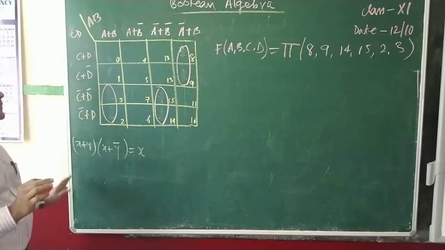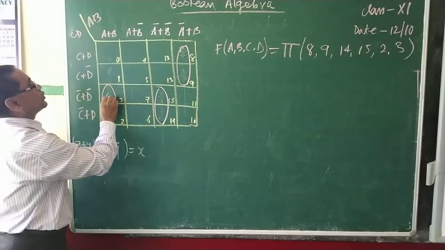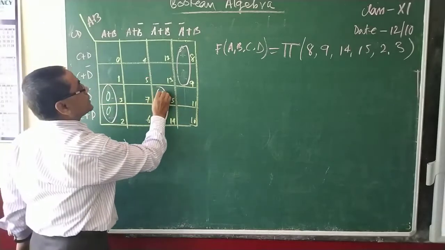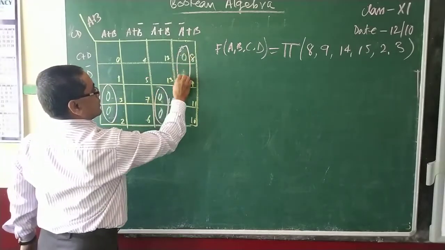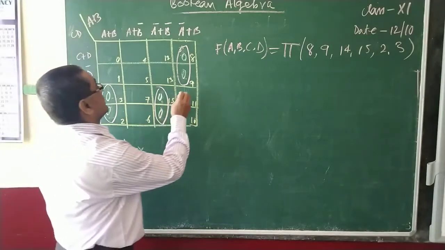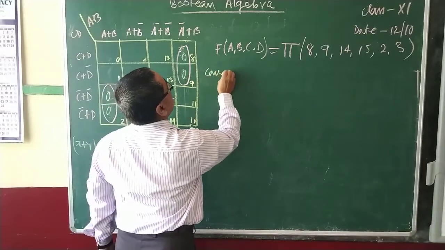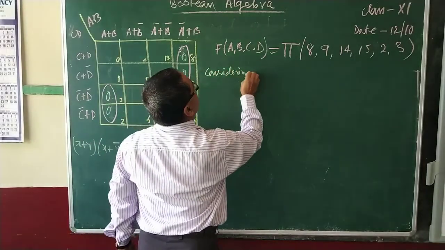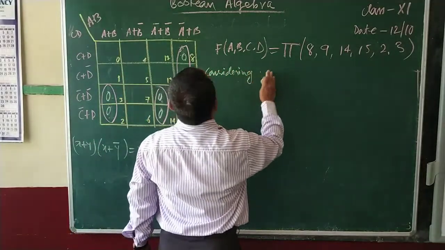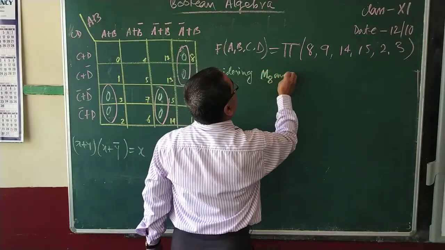M values will be the same, and here according to their cells I will be writing 0. Remember this. These are the cells where we will be writing 0. Now we have to do exactly the same way. We will be considering, say, M8 and M9. Here you have to write capital M, M8 and M9.